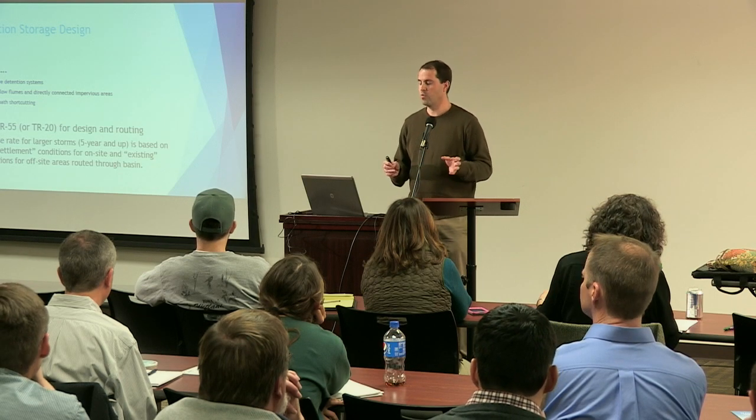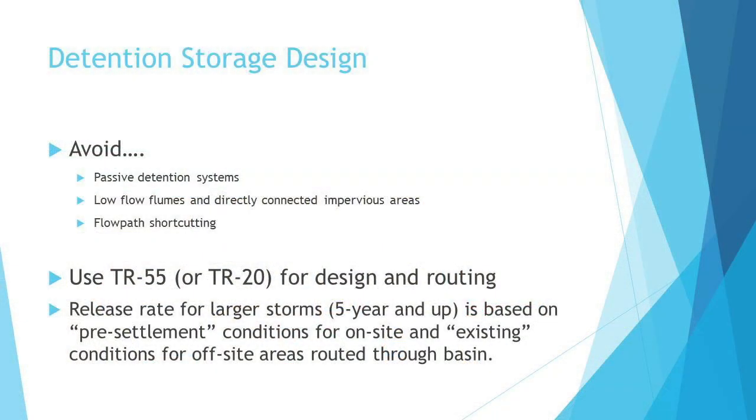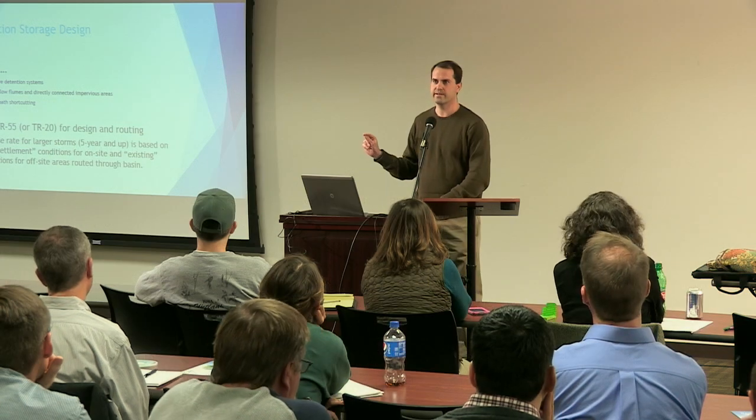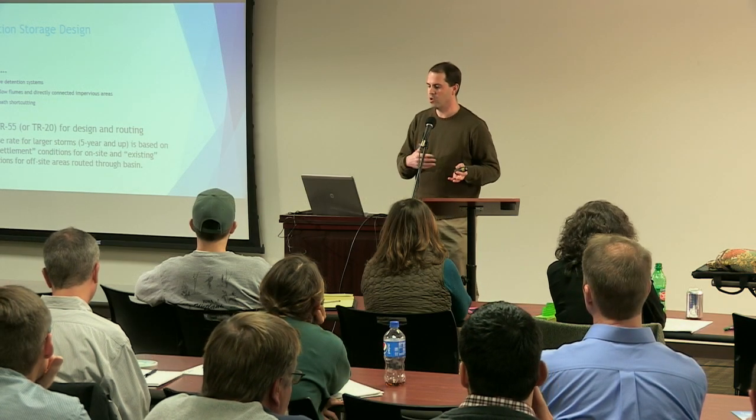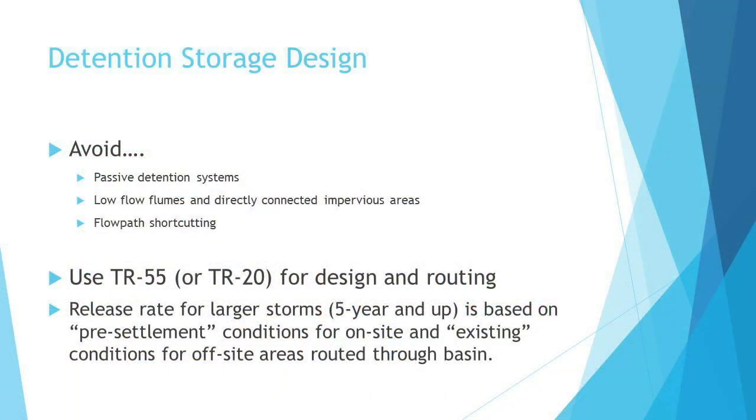And just a couple of warnings that I have, and I have to admit, in my years of practice, I have done some of these things, and I was actually taught that some of these things were good ideas. And there are reasons behind why people think they're good ideas, but sometimes the costs are outweighing the benefits. So some things to avoid are passive detention systems, low flow flumes, and flow path shortcutting. I would also recommend, though, using TR-55 for design and routing, and our release rates based on pre-settlement conditions. So some of these practices to avoid.